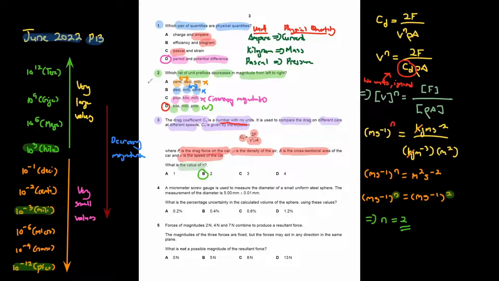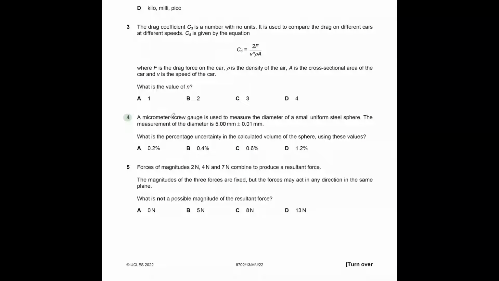All right. So for question 4, you have a micrometer screw gauge that is used to measure the diameter of a small uniform steel sphere. The measurement of the diameter is 5.00 millimeter plus minus 0.01 millimeter. What is the percentage uncertainty in the calculated volume of the sphere using these values?